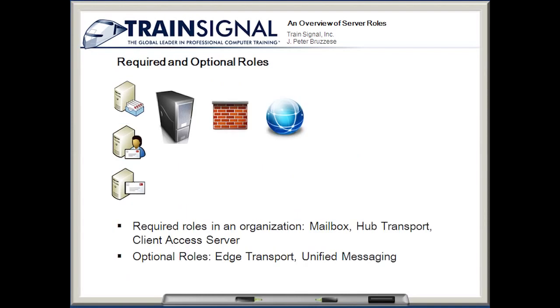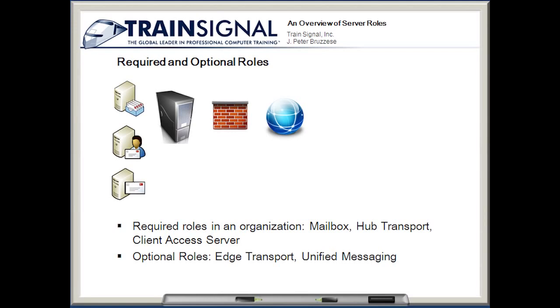Every Exchange organization that you create will have to have the 3 main roles, that is the mailbox, hub transport, and client access server roles, in order to function. If any one of these roles is missing, you won't have a functional Exchange organization. When configuring a typical Exchange environment, if that Exchange environment is only going to handle the 3 main server roles, mailbox, hub transport, and client access server, that will work just fine.